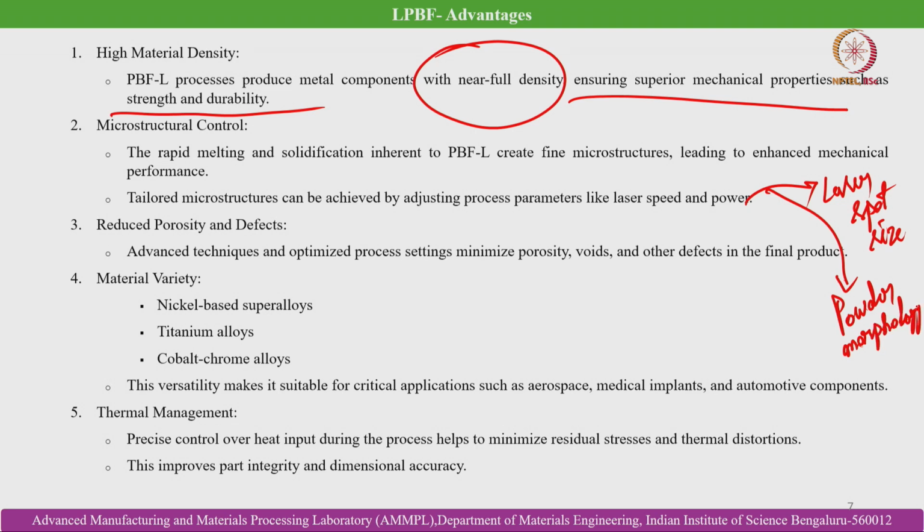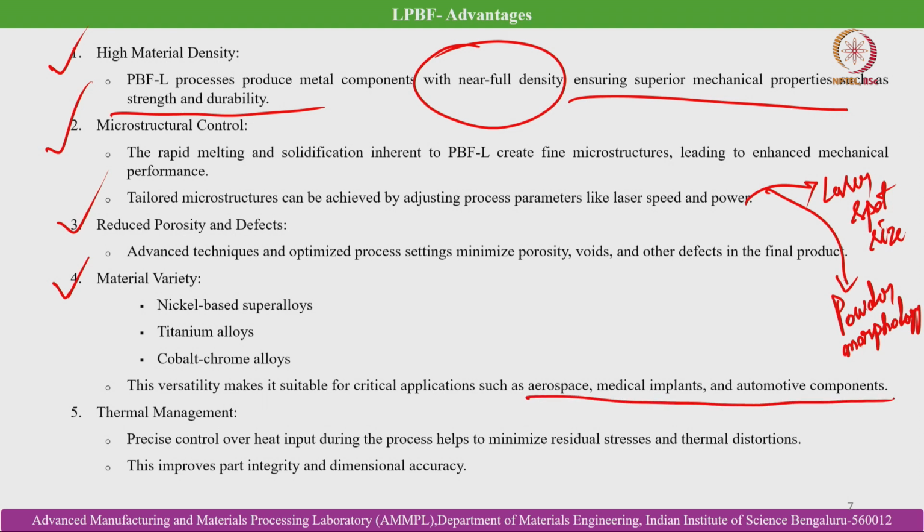Number 3 is reduced porosity and defects. Advanced techniques and optimized process settings minimize porosity, voids and other defects in the final product. Number 4 is material variety. Different kinds of materials can be processed by LPBF. Some of the prime applications are in processing nickel based superalloys, titanium alloys, and cobalt chrome alloys. This versatility makes it suitable for critical applications such as aerospace, medical implants, and automotive components.